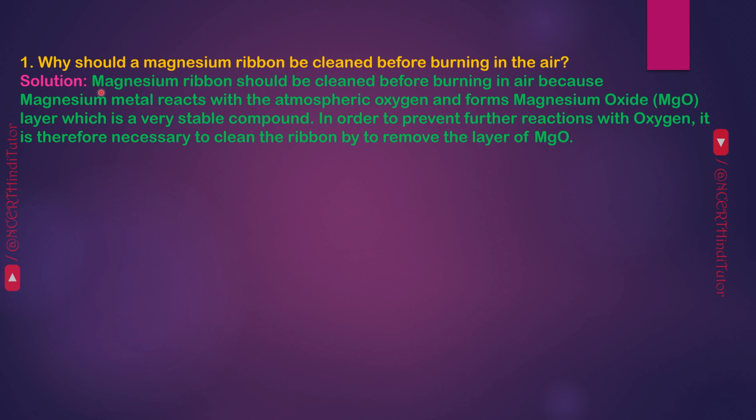Answer. Magnesium ribbon should be cleaned before burning in air because magnesium metal reacts with the atmospheric oxygen and forms a magnesium oxide MgO layer, which is a very stable compound. In order to prevent further reactions with oxygen, it is therefore necessary to clean the ribbon to remove the layer of MgO, that is magnesium oxide.